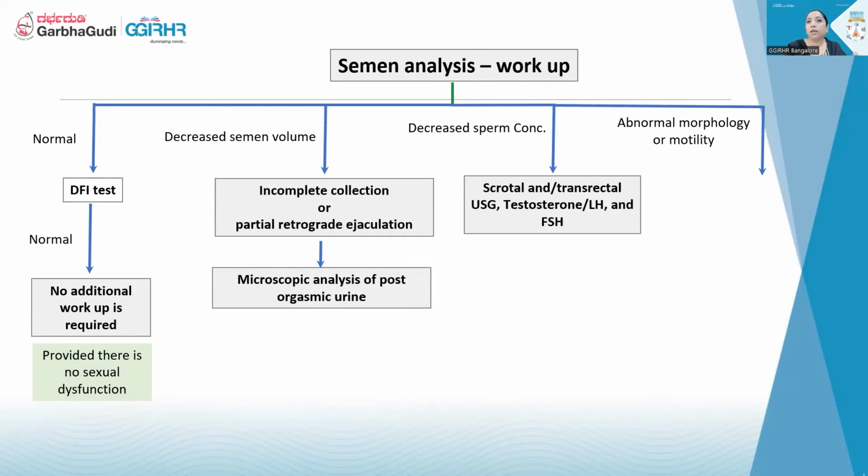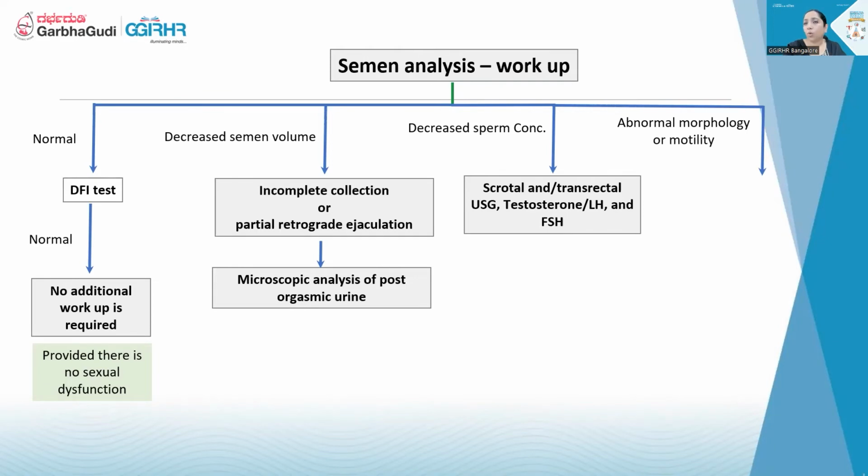Next, if the volume is less, then it could be because of incomplete collection or partial retrograde ejaculation. So we need to assess that and take the necessary measures. If it is a retrograde ejaculation, then we also need to do a microscopic analysis of the post-orgasmic urine. If sperm are seen in the urine, then it can be defined as retrograde ejaculation.